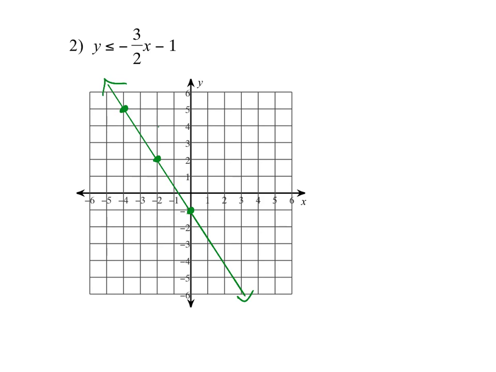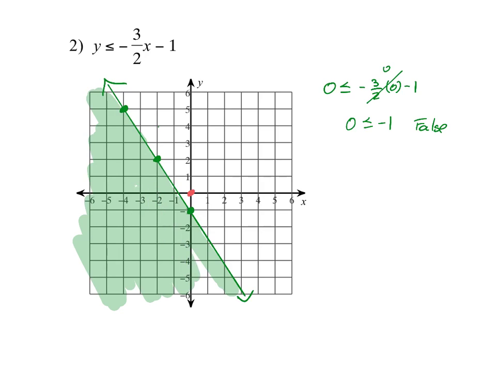Now, again, I'm choosing 0, 0. You can choose any point, except if 0, 0 is on the graph. If the graph passes through it, I have to choose another one. So I'm going to plug that in: 0 less than or equal to negative 3/2 times 0 minus 1. This is 0, so 0 is less than or equal to negative 1. This is false. So because it's false, I'm going to shade everything on the opposite side of that point. So I'm shading everything down here, and that's my graph of this inequality.